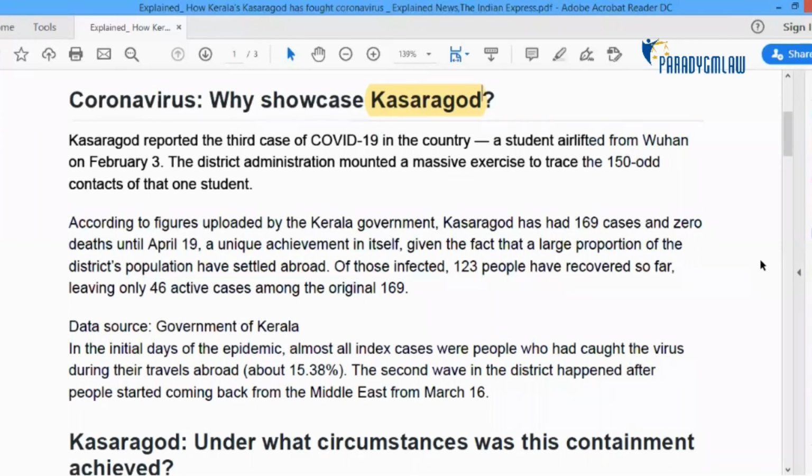Remember, in the India Today article, they mentioned 3 places in Kerala and they said patient zero was from one of those places. And here we know that place is Kasargod. So when you refer to multiple articles on the same subject, you will get more information rather than just stick to one particular article.